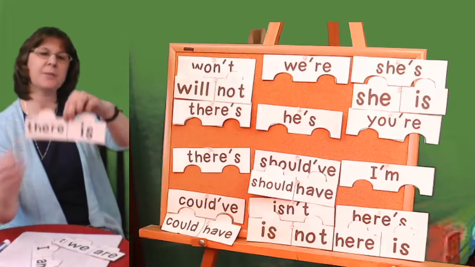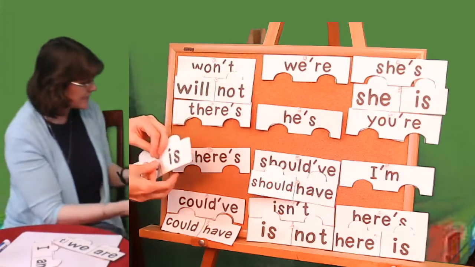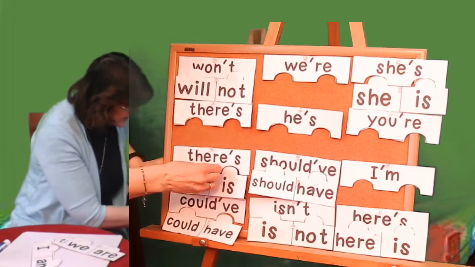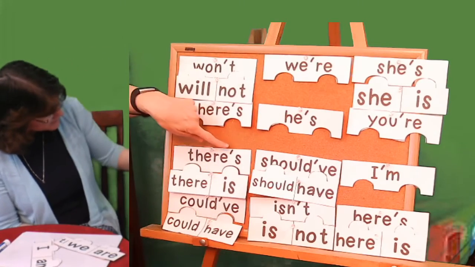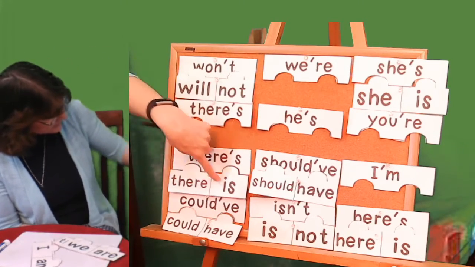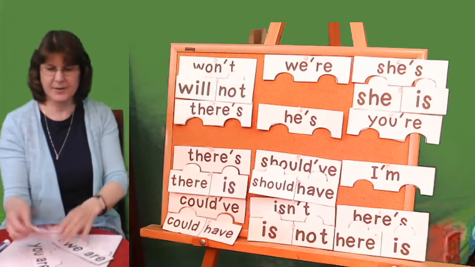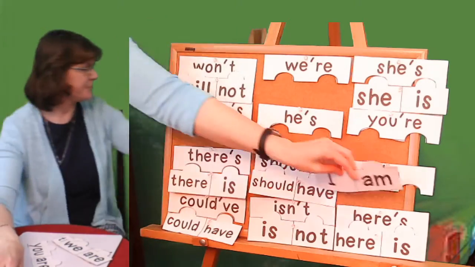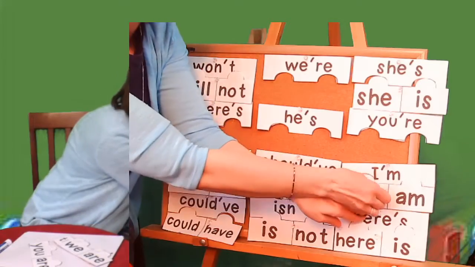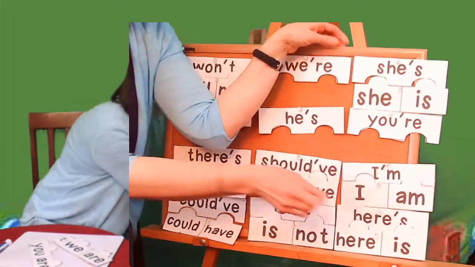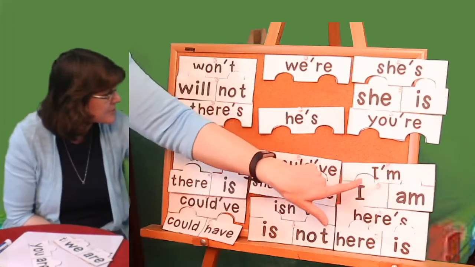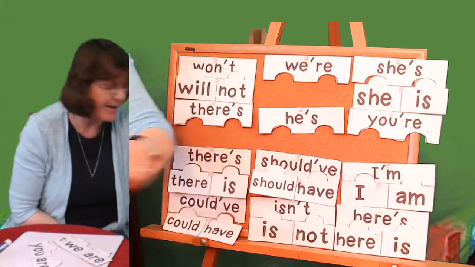Our next one, there is, becomes theirs. We took out the I, put the apostrophe in its place. There is becomes theirs. Our next one, I am, becomes I'm. We take out the A, put in our apostrophe. I'm is formed from I am.